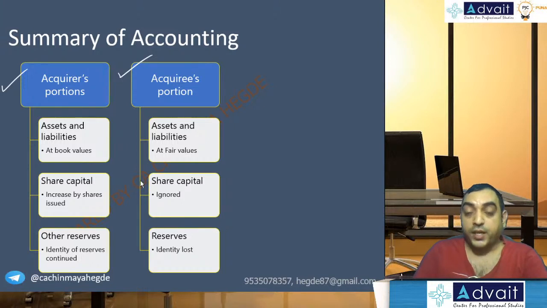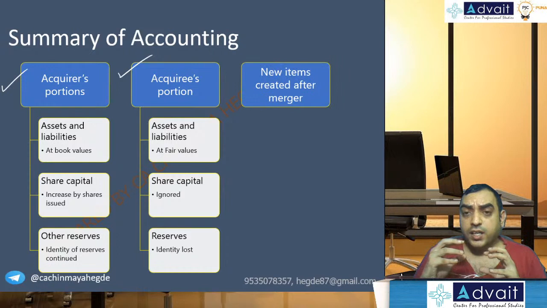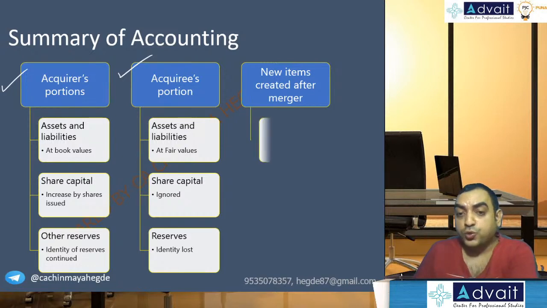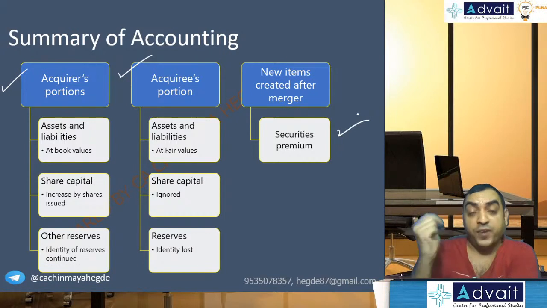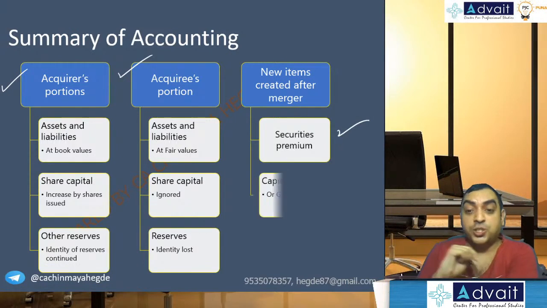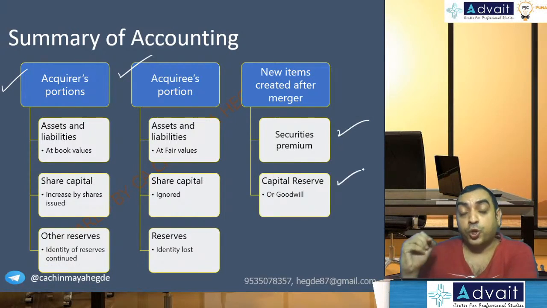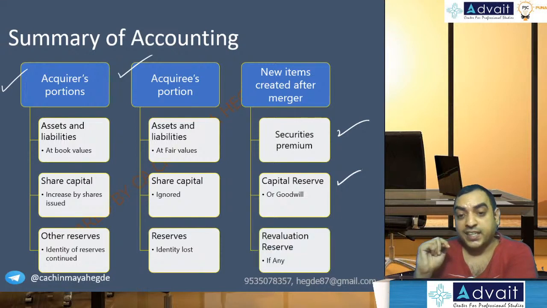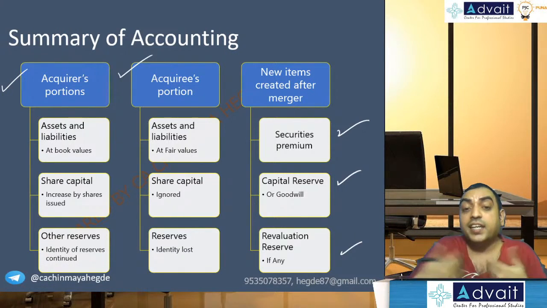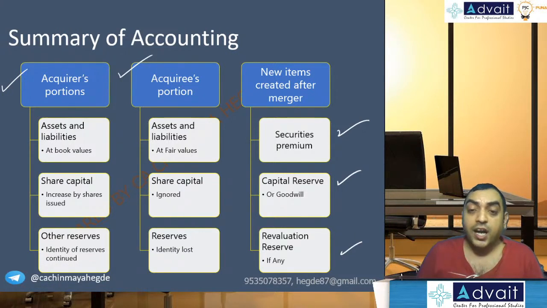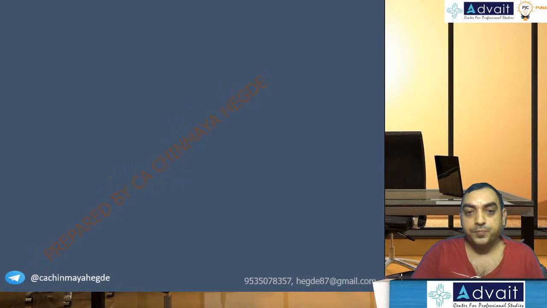Okay, so one point to be kept in mind: after a merger, from the full-fledged plans point of view, new elements will arise. What are those new elements? Security premium, shares issued at above face value, will come as an additional element. Capital reserve or goodwill, the difference between purchase consideration and net assets taken over. And if the existing company revalues its assets, revaluation reserve also will come as an additional element.